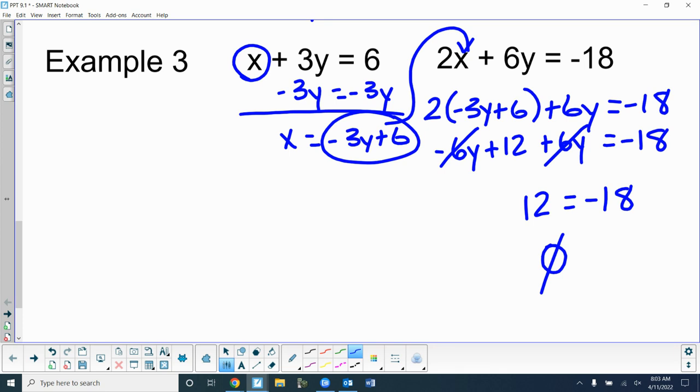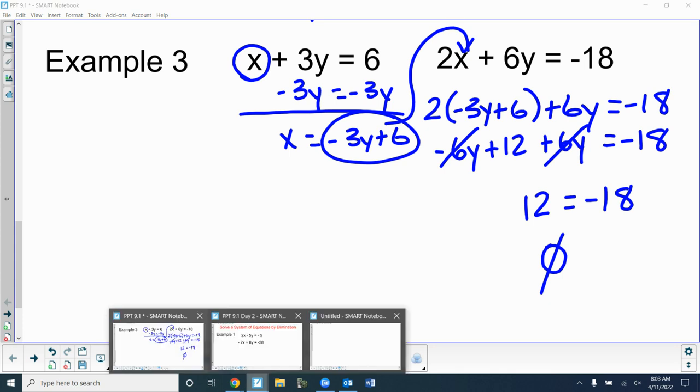Now, if this was 12 equals 12, that's a true statement, right? Then what do we say? There's an infinite number of solutions. We can pick any number for x, figure out what y is, and it's going to work. Or pick a number for y, figure out what x is, and it's going to work for both, if it came out to be a true statement. But this one didn't. So sometimes that'll happen in the system. There's no solution. There are no numbers that work for both equations. All right, let's go to elimination.